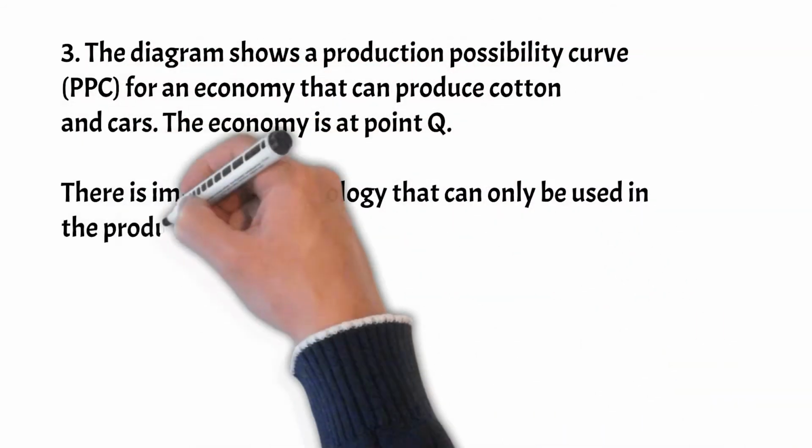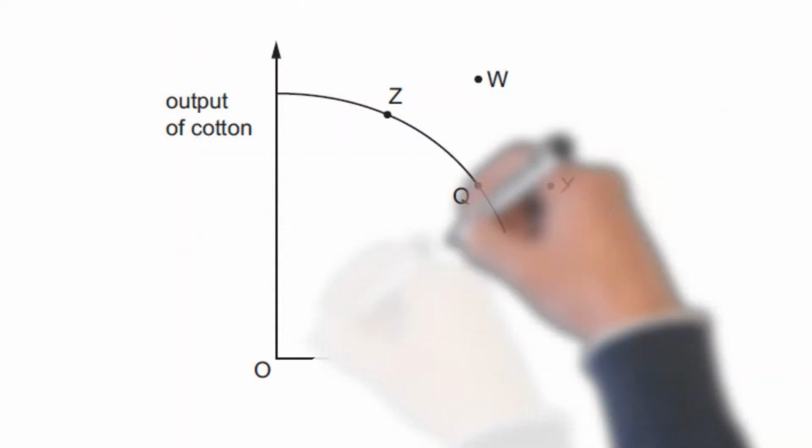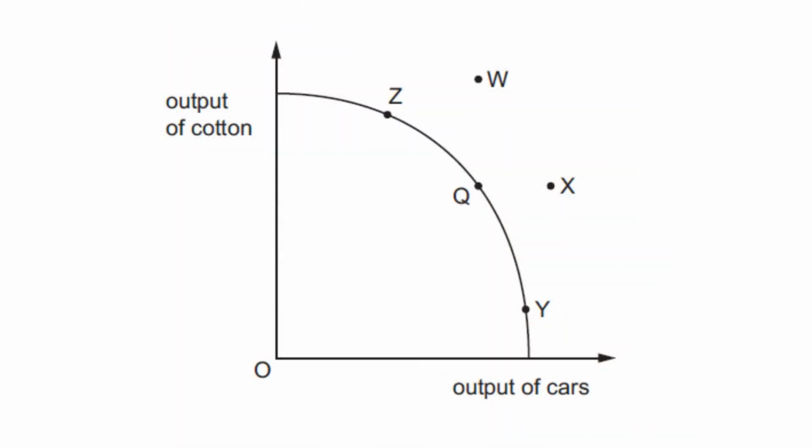Question 3. The diagram shows a production possibility curve for an economy that can produce cotton and cars. The economy is at point Q. Okay, looks like a very standard PPC. There is improved technology that can only be used in the production of cars. How would this be represented on this diagram? A. By movement from Q to W. B. By movement from Q to X. C. By movement from Q to Y. D. By movement from Q to Z.